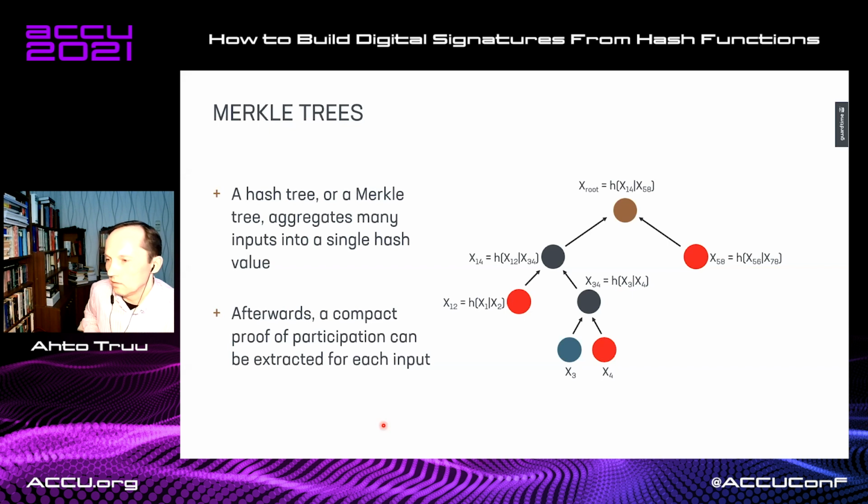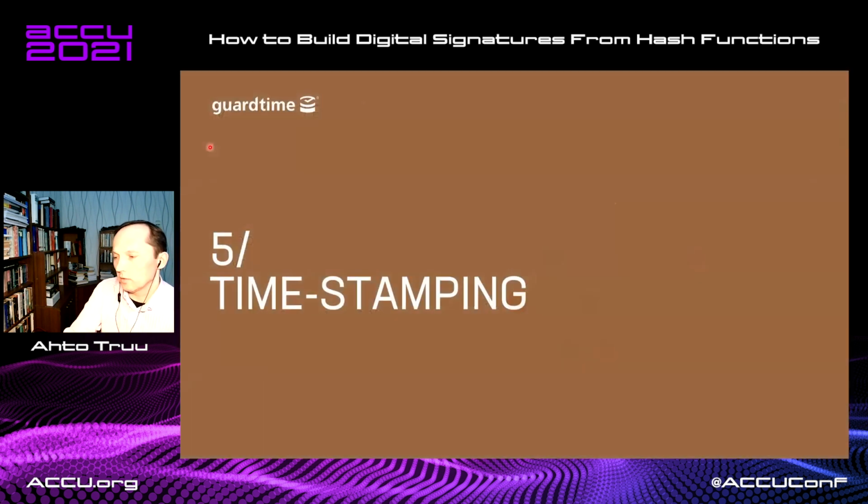It is a very good question, and the short answer, which I cannot really expand on much more here, is that there are ways around that. It's a valid concern, but there are solutions to address it. But the idea is, you can take a large number of inputs, you can aggregate them into a single hash value, and then for any individual input, you can later produce a compact proof that it was part of the original set.